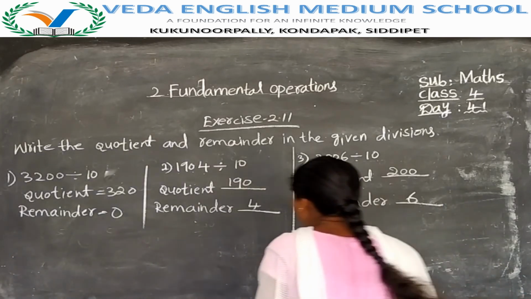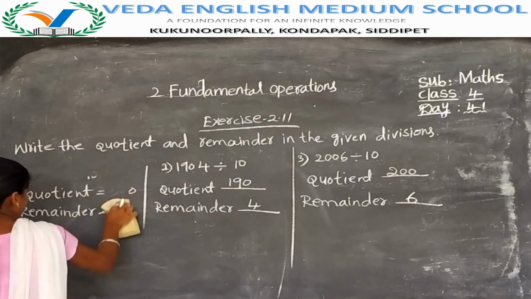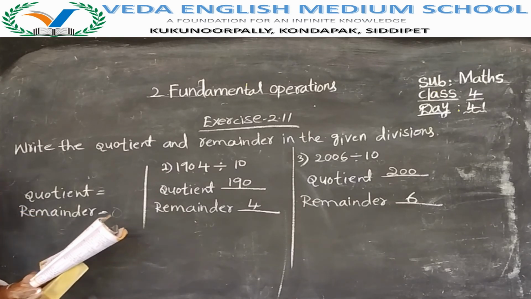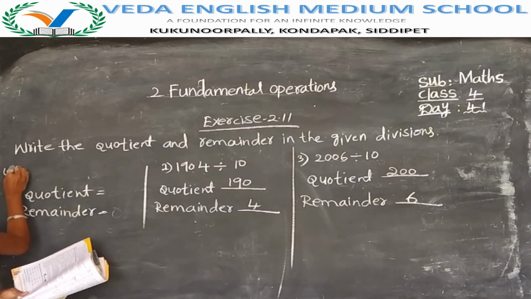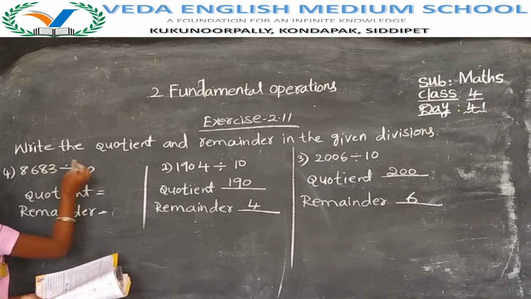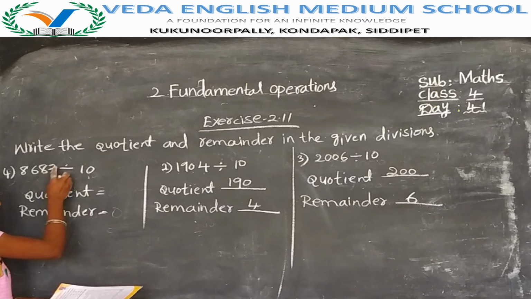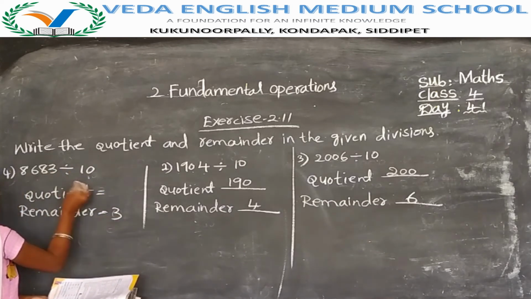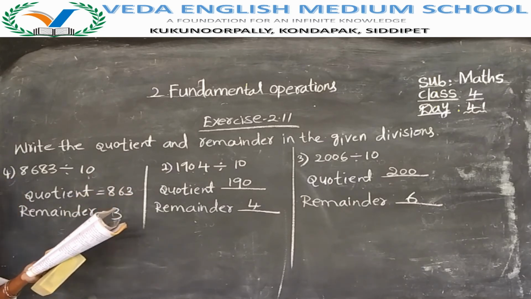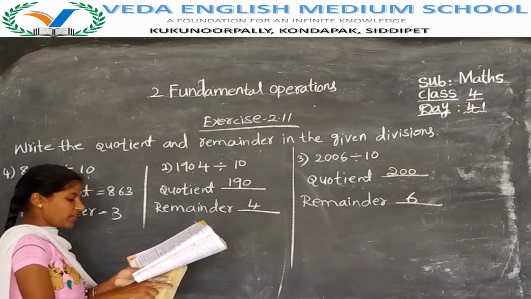Fourth question. 8683 divided by 10. In 10 we have only one zero. From right side the first digit. What is the first digit? 3. 3 is a remainder. 863 is a quotient. Like this you have to find. And I will explain fifth one and last 12th one only. Remaining answers you have to write.